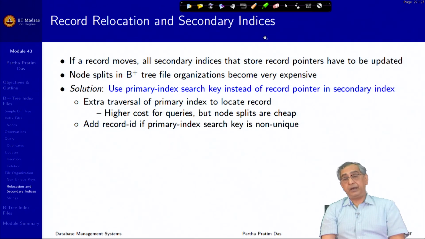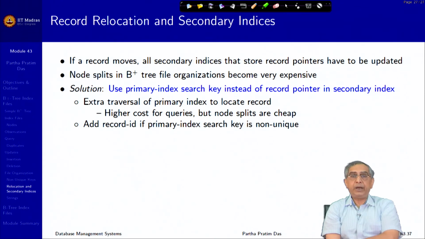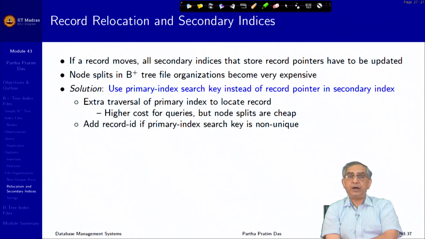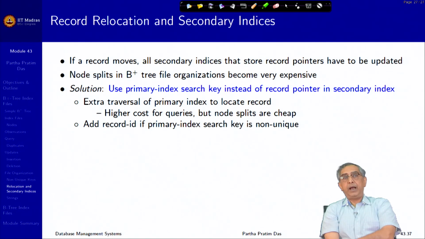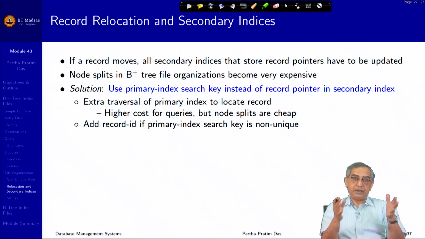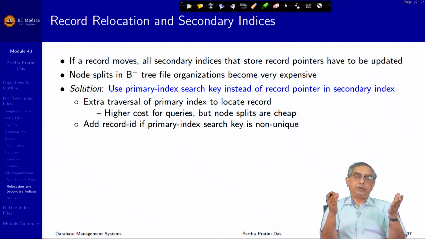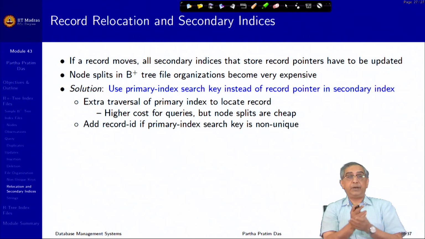Another issue is if a record relocates, because you are having pointers, right. Finally, at the leaf level you are having pointers. So, if a record relocates, then the stored record pointers have to be updated, right. And this update is always expensive, because it might lead to node splits, which are expensive.